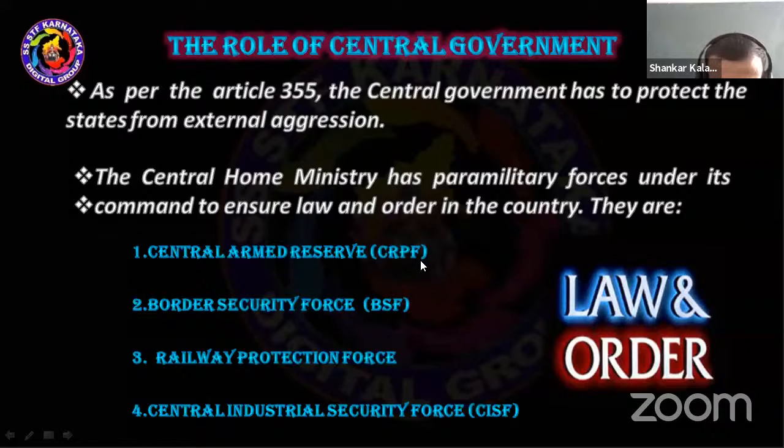CRPF helps to manage all the internal issues. If any revolts arise in the country, the CRPF helps the state government maintain peace and order. And the Border Security Force helps to protect the border from neighboring countries. And the Railway Protection Force helps to protect the assets of the Railway Department. And the Central Industrial Security Force provides protection to industrial areas.